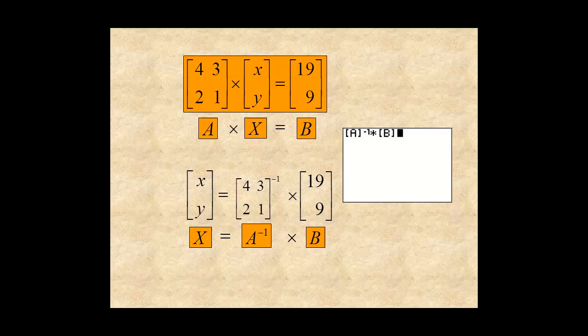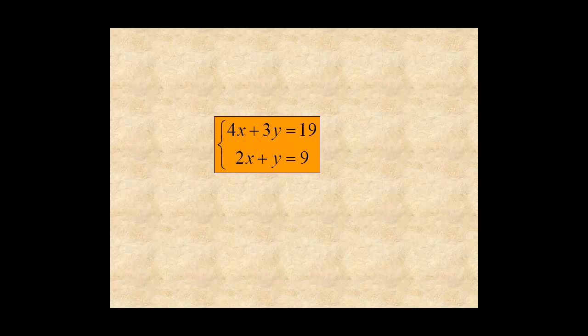Then press Enter again to multiply the inverse of matrix A times the constant matrix. You get a column matrix with 4 in the first row and 1 in the second row. This is the solution to the matrix equation, x equals 4 and y equals 1. And so the solution to the linear system is 4, 1. Be sure to check the solution.